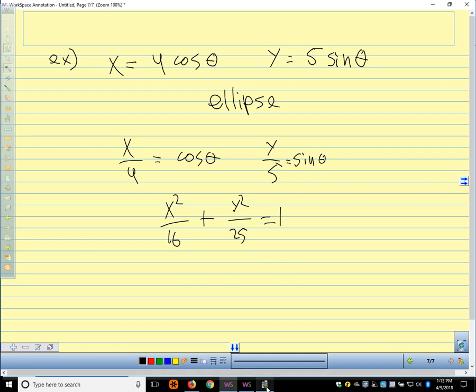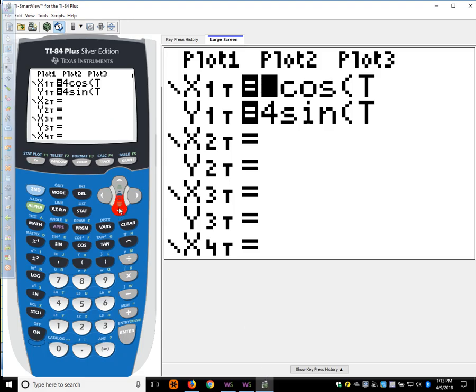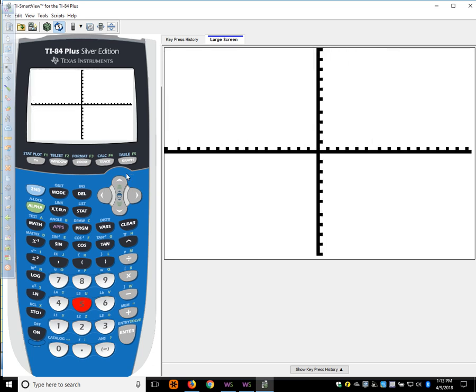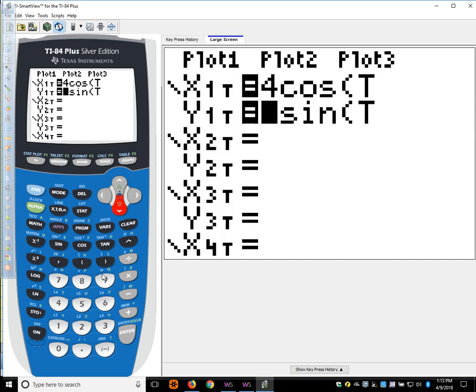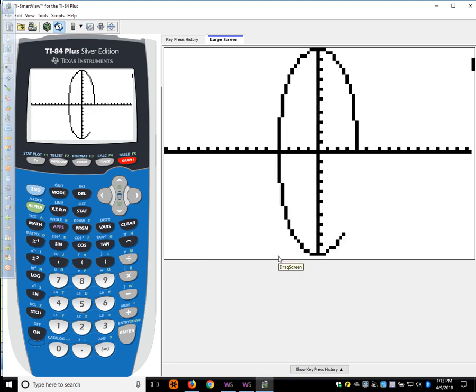If I graph that in my calculator, I'm just going to change this to 5 sine t, and I did Zoom Square. There's my ellipse. It's not very stretched because this is 5 and this is 4. If I made this 10 sine t, that would make it more stretched. There we get a vertical ellipse.